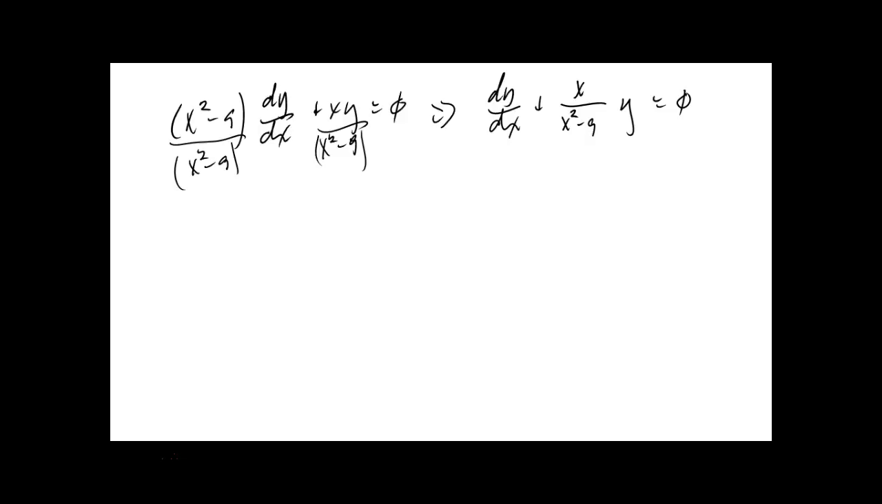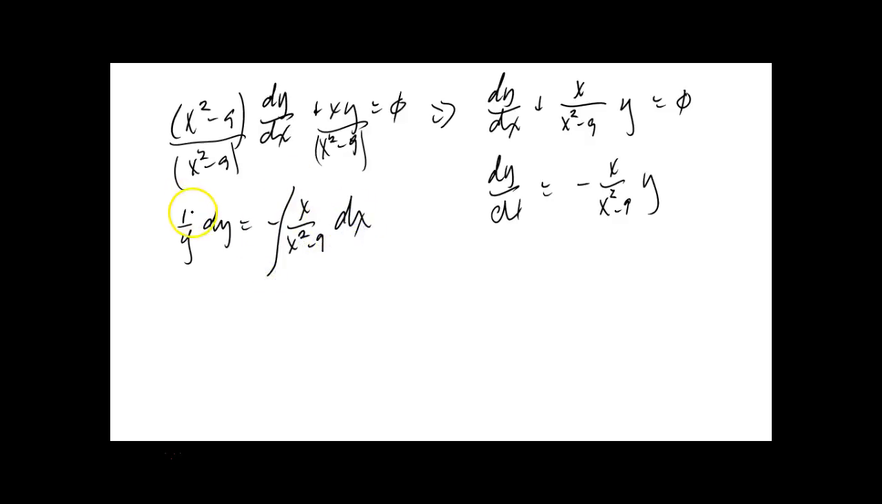Okay. Let's pause just a minute here. Trying to see if there's a way to separate variables. Okay. Now, I think they want us to do the other way, but why not this? dy dx is equal to minus x over x squared minus 9 times y, right? And then write that in differential form and divide by y, and you would get 1 over y dy is equal to minus x over x squared minus 9 dx, and integrate both sides.